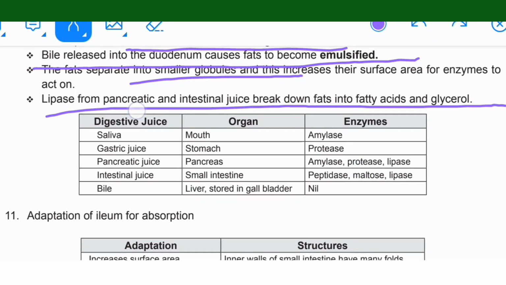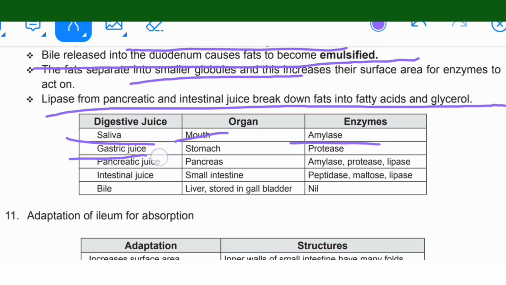So this is the digestive juice here. This is the organ that releases that digestive juice. Then this is the enzyme. So we'll take them one by one. The first one is saliva. Saliva is released in the mouth. It contains the enzyme called amylase, which acts on starch.